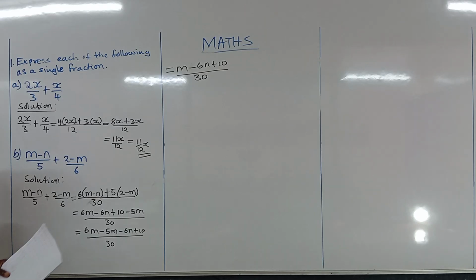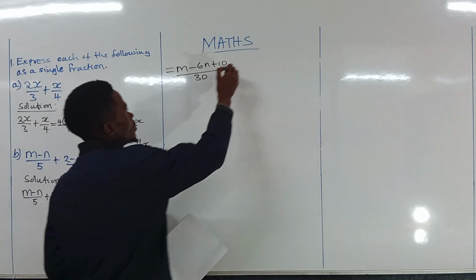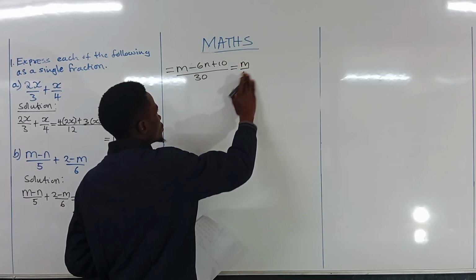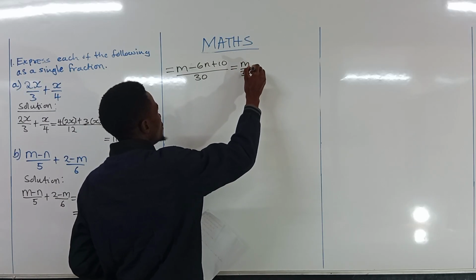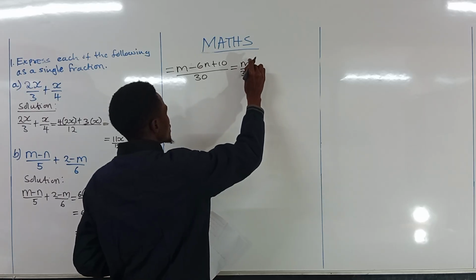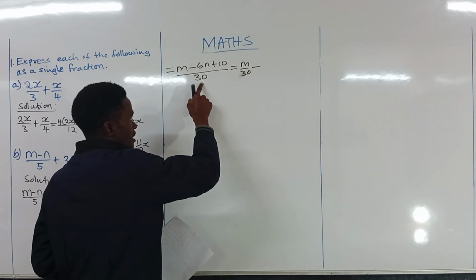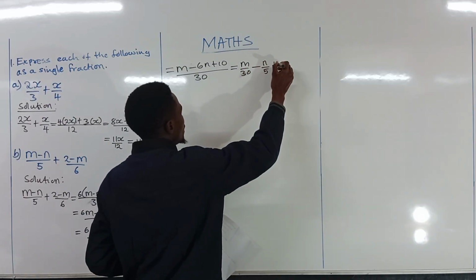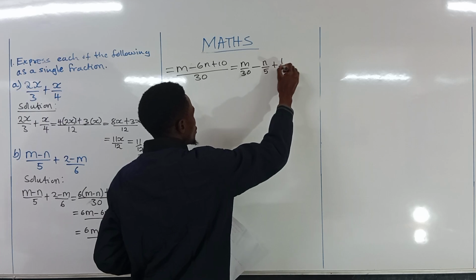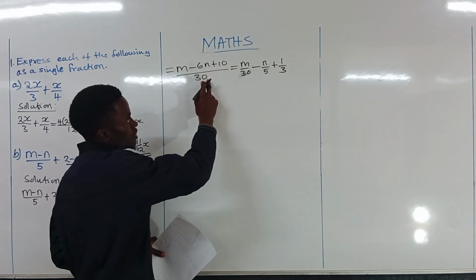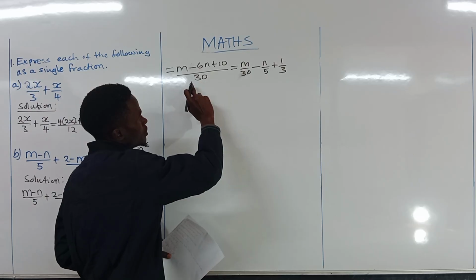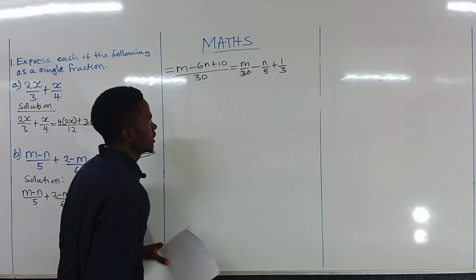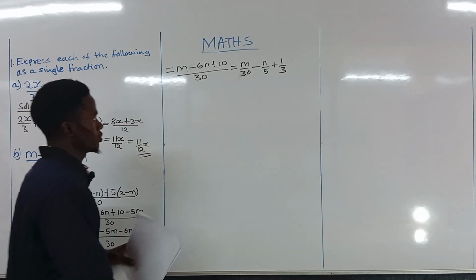In another case, you may find that the terms are separated. So if we separate each of the terms, it's going to be m out of 30, minus 6n divided by 30, that is minus n out of 5, plus 1 out of 3. That is 10 divided by 30 is 1 over 3. Then 6n divided by 30 is minus 1n, so we just write n, and those are going to be our final solution.